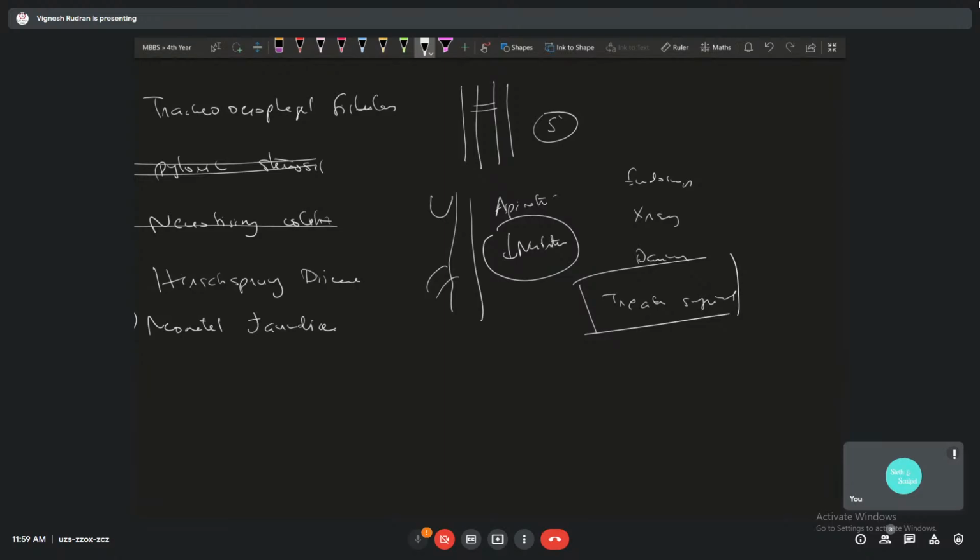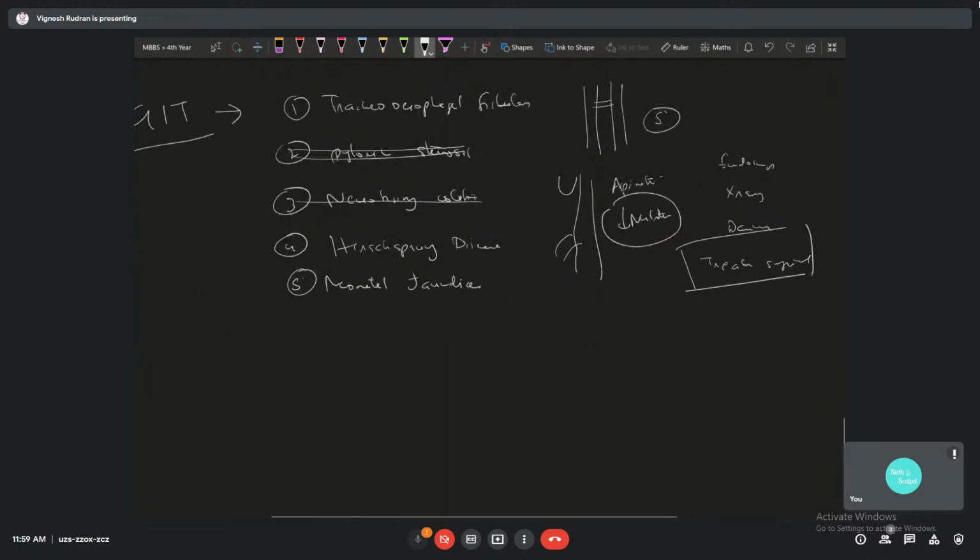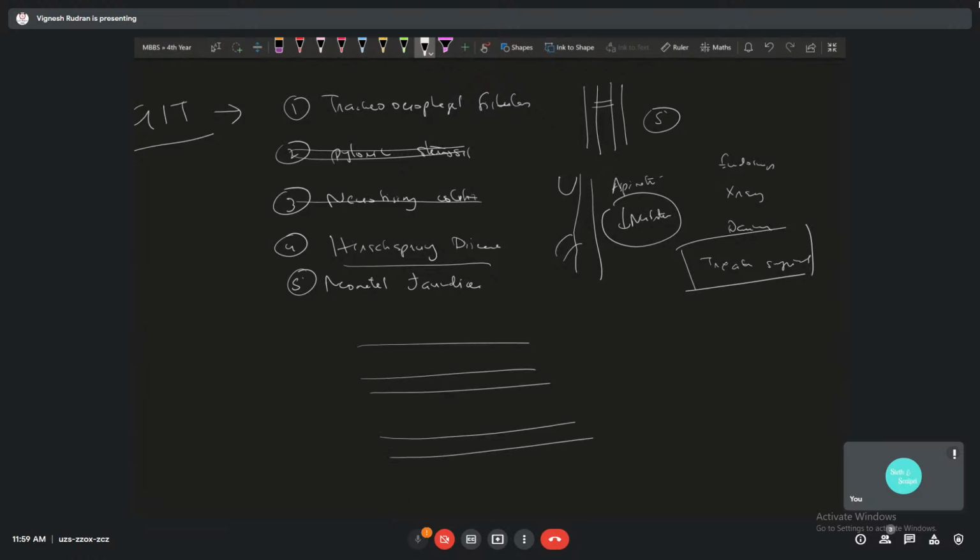Okay, so that's a tracheoesophageal fistula. And then Hirschsprung disease, you have the various layers of the abdomen, right? So this is your mucosa, this is your submucosa, this is your muscle, and this is usually your peritoneal area.